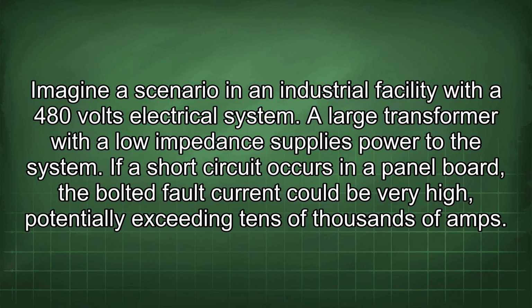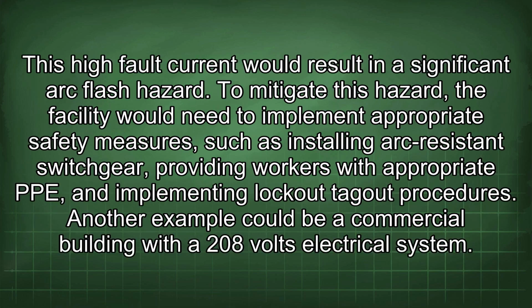Imagine a scenario in an industrial facility with a 480 volts electrical system. A large transformer with a low impedance supplies power to the system. If a short circuit occurs at a panel board, the bolted fault current could be very high, potentially exceeding tens of thousands of amps. This high fault current would result in a significant arc flash hazard. To mitigate this hazard, the facility would need to implement appropriate safety measures, such as installing arc-resistant switchgear, providing workers with appropriate PPE, and implementing lockout-tagout procedures.